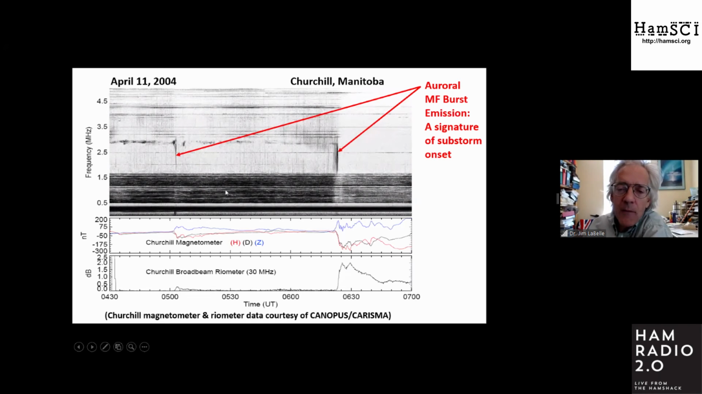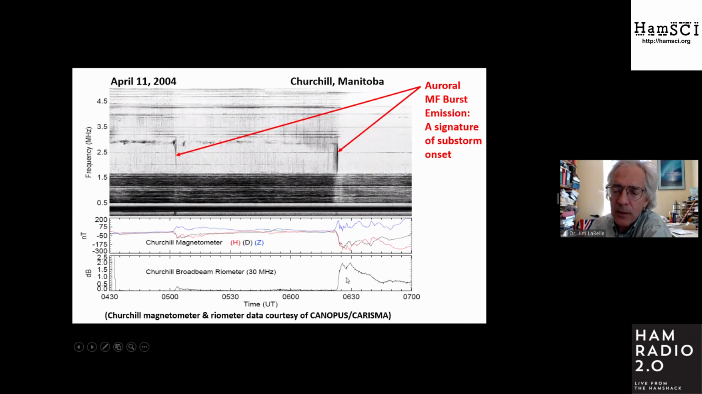This is a several-hour waterfall chart recorded at Churchill, Manitoba. And what you can see, notice the Aurora emission here happens all along. It can be observed for a long time. But the burst emission and the hiss emission are very concentrated for just a few minutes, right around the time of the onset. How do we know it's the time of the onset? We have magnetometer data down here, and the magnetometer data undergo a very characteristic signature, a negative bay, right at the time of that onset.